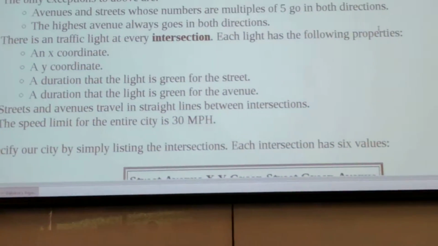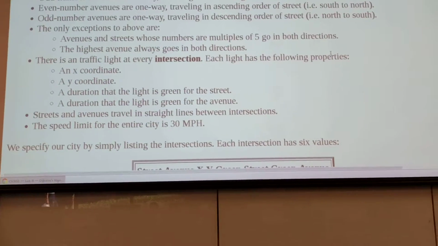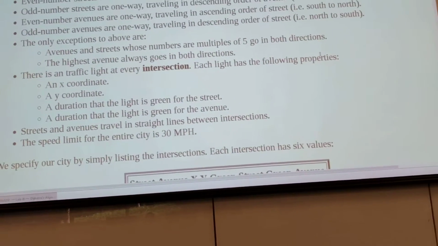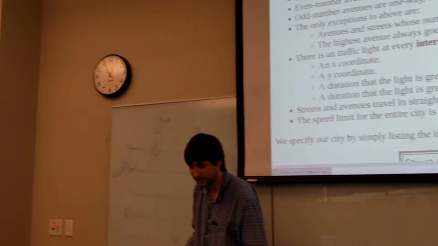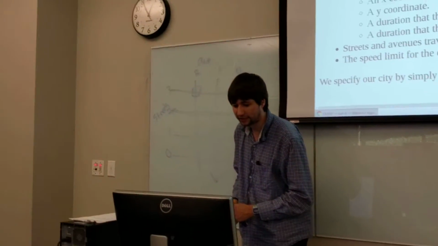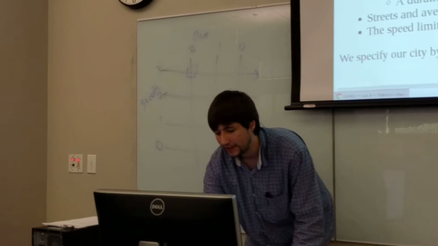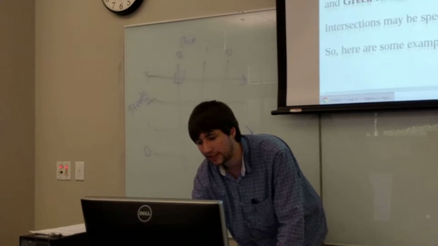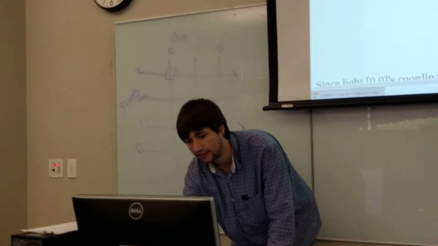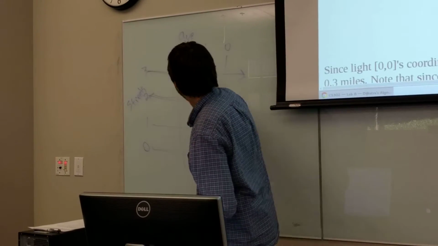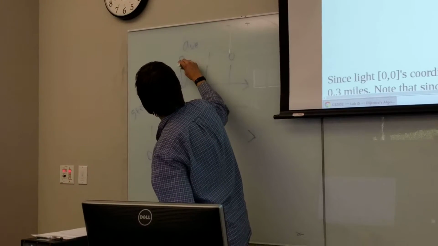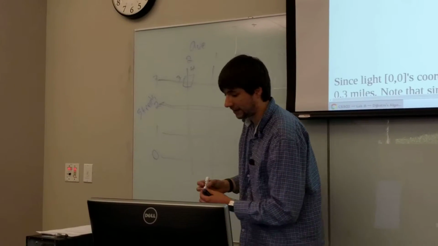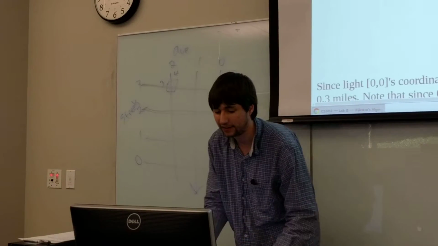And then also in this city, there are street lights at each of the intersections, and the street lights have a location, an XY coordinate, and they also have times that the light is green for the street side and for the avenue side. So for the street side, you can have a time like 3 seconds for it to stay green. And then on the avenue side, you could have 4 seconds for it to stay green.